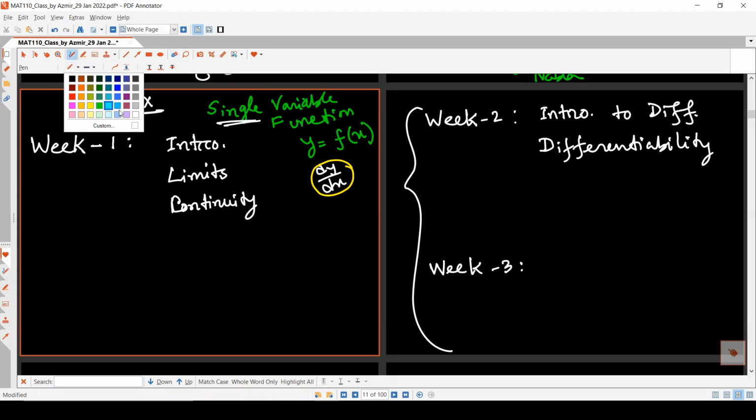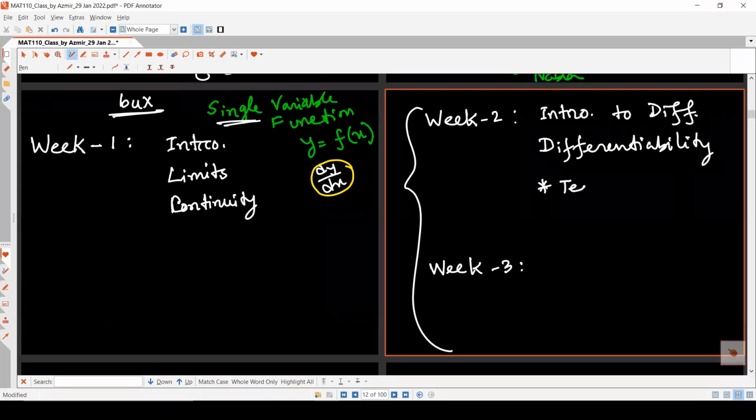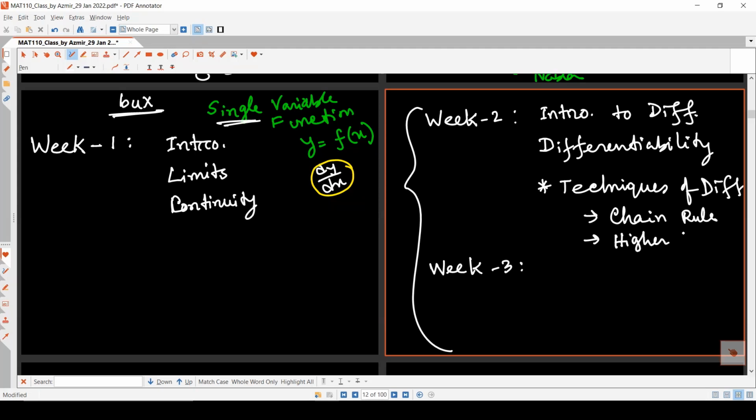So here, besides introduction to differentiation and differentiability, you will learn about some techniques, how to do differentiation or how to find derivatives for single variable function. So you will learn about techniques of differentiation. Under techniques of differentiation, you will learn about chain rule. You will learn about, let's say, how to find higher derivatives.